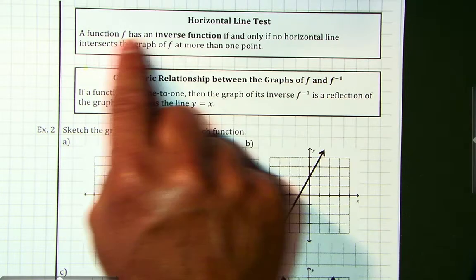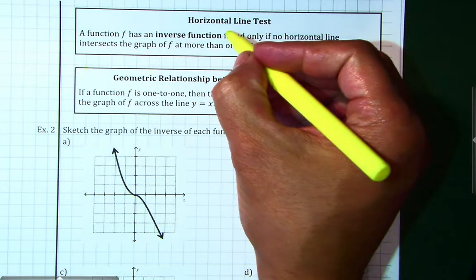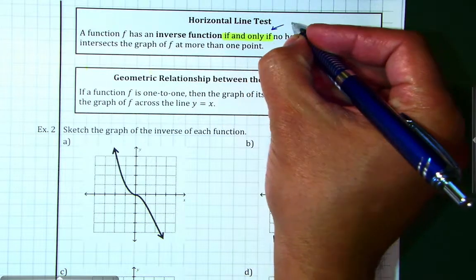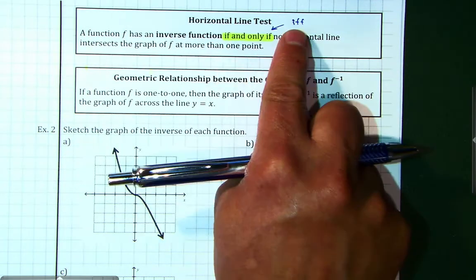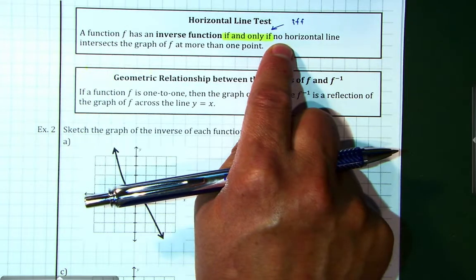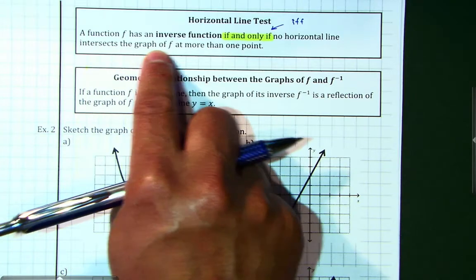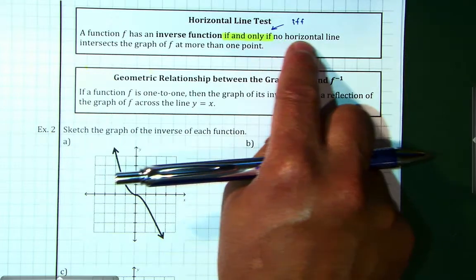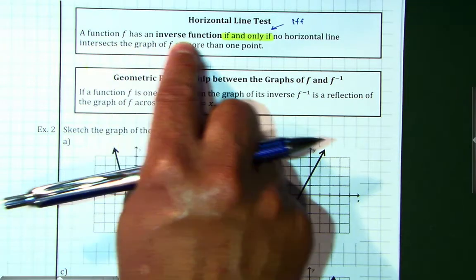Horizontal line test. A function f has an inverse function if and only if... Now remember that whenever you say "if and only if," sometimes it'll be written down as "iff." Do you know what that means? What's the difference between "if" and "if and only if"? The difference is that it works both ways. So a function f has an inverse function if and only if no horizontal line intersects the graph of f at more than one point. Or we can say backwards, if no horizontal line intersects the graph of f at more than one point, then the function has an inverse.